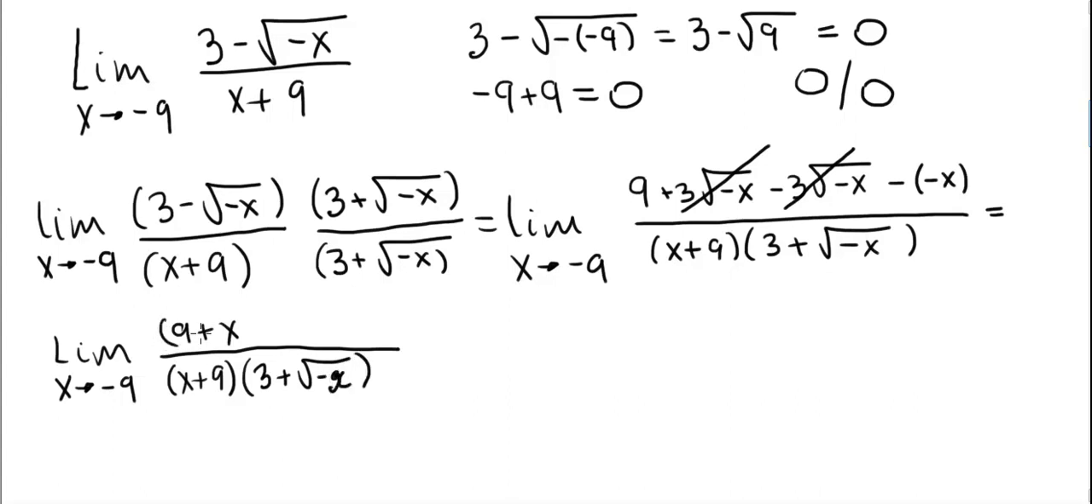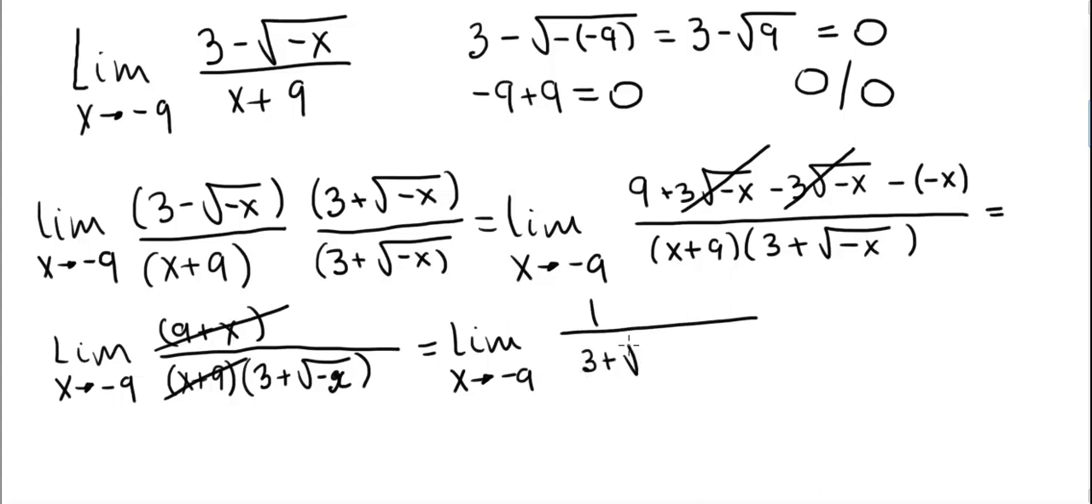And so here is the source of 0 over 0. These cancel and we are left with the following limit to evaluate. Limit as x approaches negative 9 of 1 divided by 3 plus the square root of negative x. So it's safe now to plug in minus 9 for x. We're not going to get 0 in the denominator anymore. This is 1 divided by 3 plus the square root of 9. And so this is equal to 1/6. That's our limit.